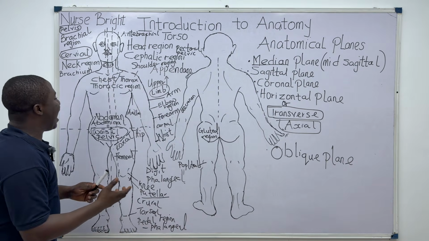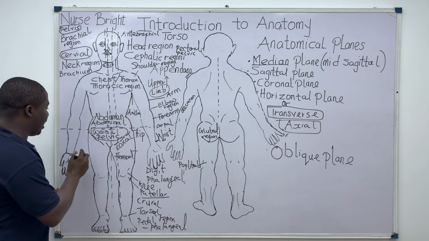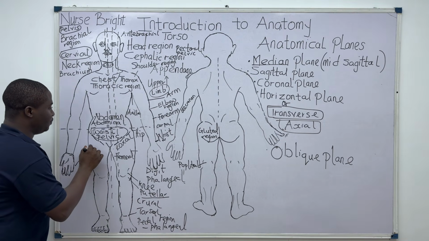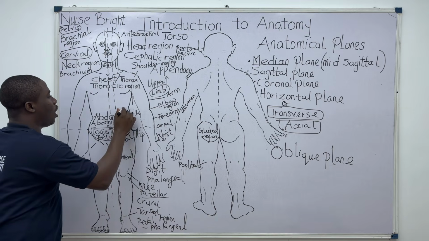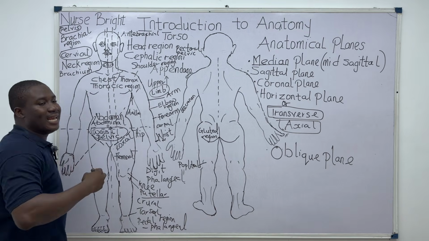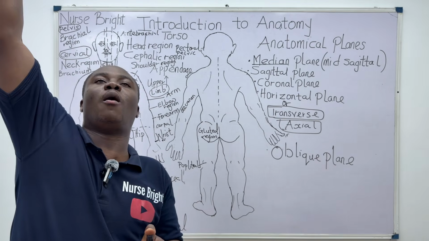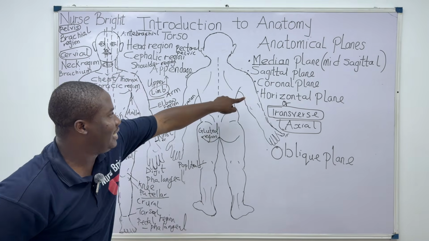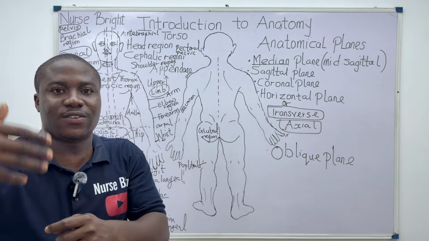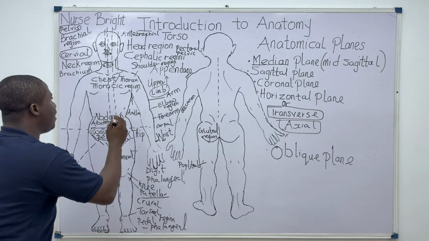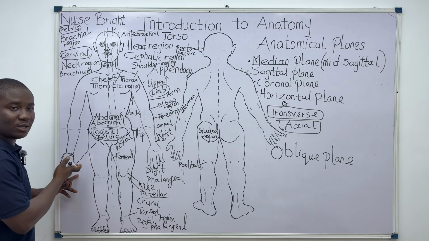So basically, an oblique plane can come from here. Just pay attention now. Remember, what plane divided the body into the superior portion and the inferior portion? The horizontal, also the transverse or axial plane. So if this plane now comes like this, you can see where it's coming from.